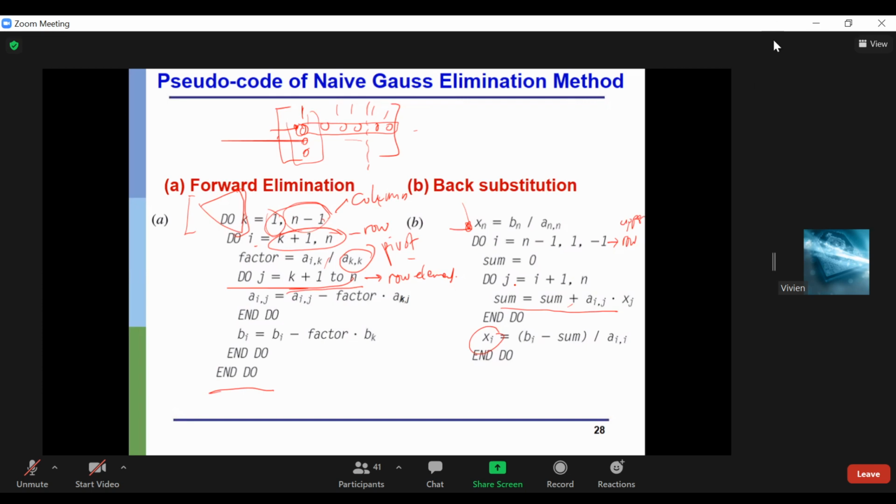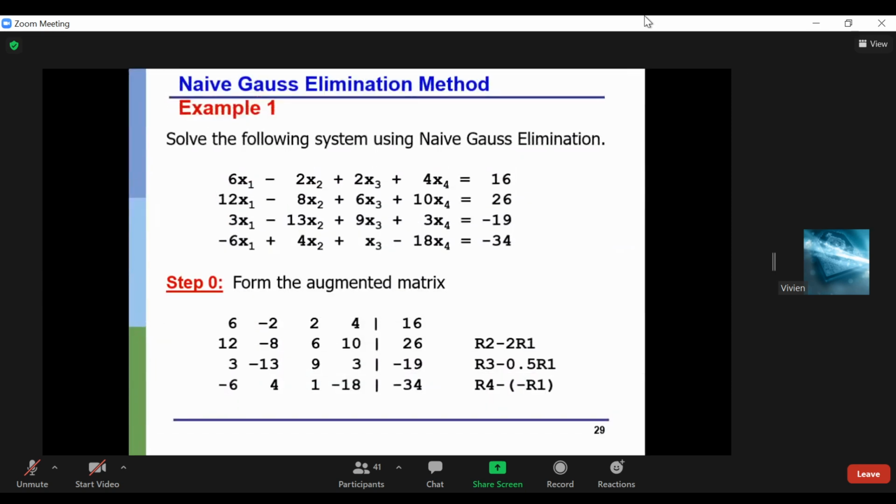Okay, so this is the backward substitution. To make this clearer, now we will try on this example. Say we have 4 equations to solve for 4 unknowns.